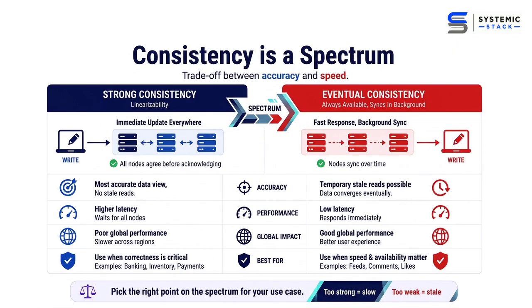Now, it's important to realize that consistency isn't just a binary on-off switch, it's actually a spectrum. On one end, you've got strong consistency or linearizability, where every single node is updated immediately. This is great for accuracy but can be a huge performance killer. On the other end, we have eventual consistency, which lets the system respond quickly while syncing nodes in the background. What matters here is that choosing the wrong spot on this spectrum can lead to massive latency issues.